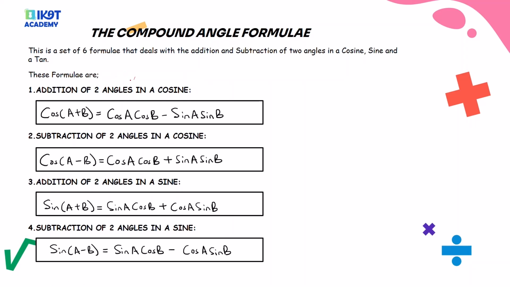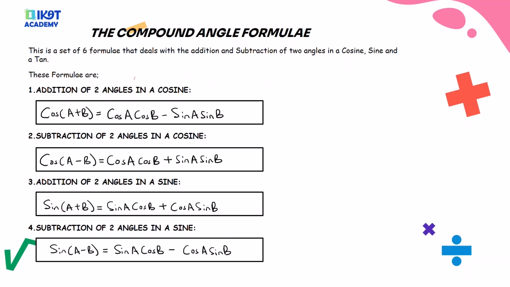So addition of 2 angles in a cosine. If you have 2 angles adding in a cosine, for example, cos(A+B), it's going to be cos A cos B minus sin A sin B. Then subtraction. You see in cos, in addition of 2 angles, the sign changes, but you have cos cos minus sin sin. Then for subtraction, the sign changes to a plus.